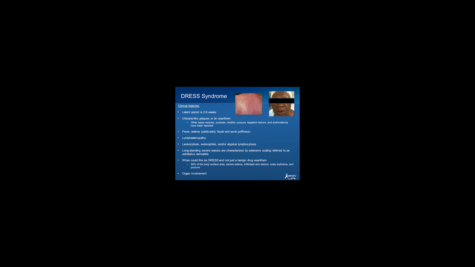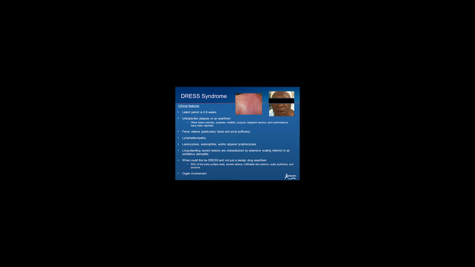They can also have lymphadenopathy, leukocytosis, eosinophilia, or atypical lymphocytosis. And organ involvement is commonly seen in DRESS syndrome. So when do you differentiate? When do you say whether it's a benign drug exanthem versus a DRESS syndrome?